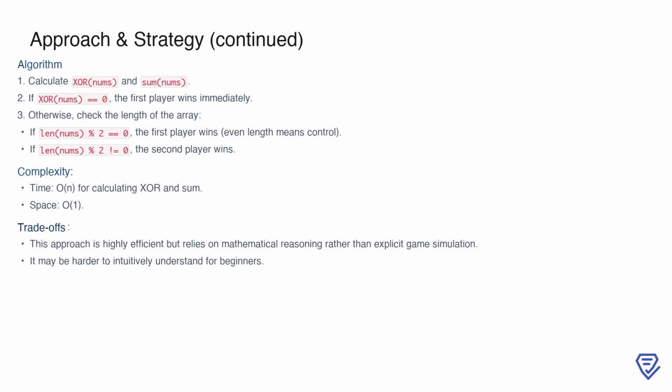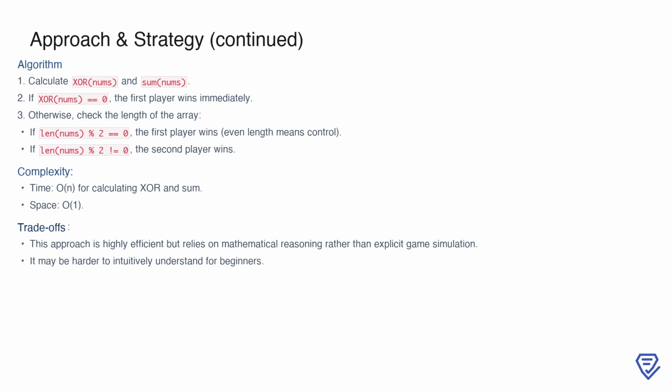If not, the game outcome depends on the length of the array. When the length is even, the first player can always maintain control and secure a win. Conversely, if the length is odd, the second player has the advantage. This algorithm is remarkably efficient, with a time complexity of O(n) to compute both XOR and sum, and a constant space requirement of O(1). While it's elegant and avoids unnecessary computation, this approach relies heavily on mathematical reasoning.